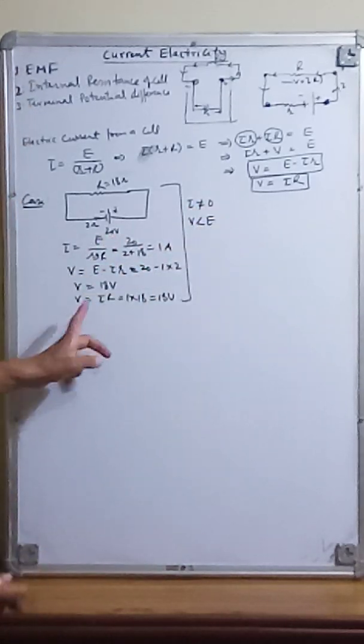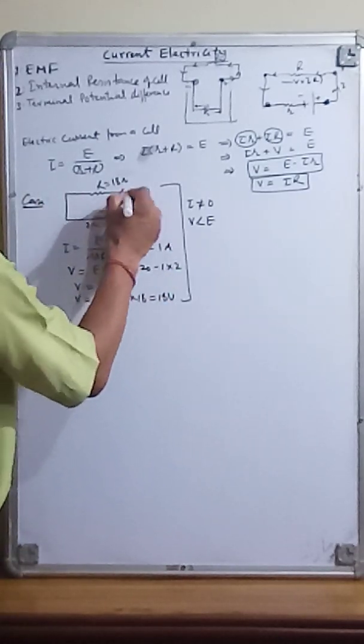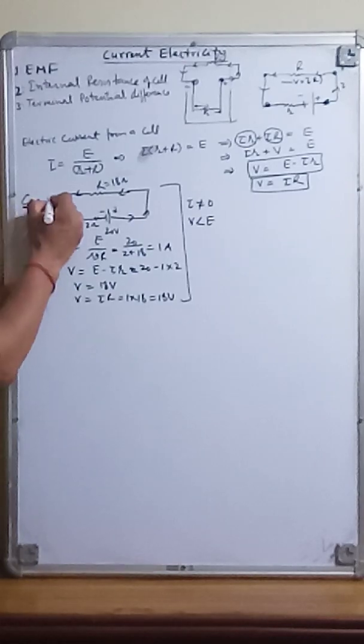Here V is less than E. What is the terminal voltage, 18 volt or 20 volt, when current is taken? So current will flow from the positive terminal to the negative terminal. This is case 1.